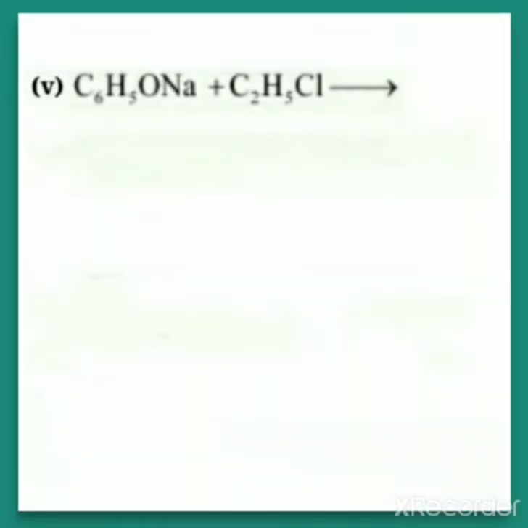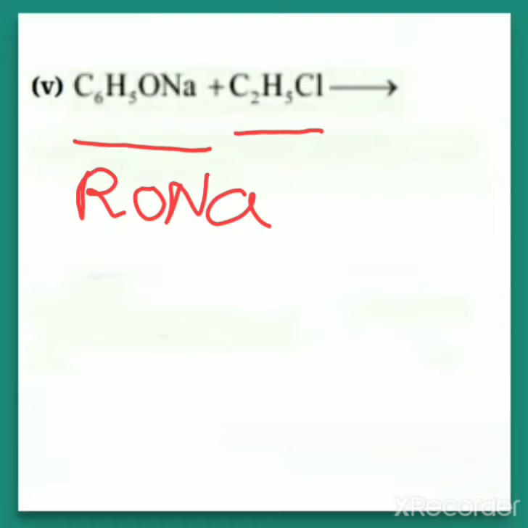The next is C6H5ONa plus C2H5Cl. First of all, identify the reactant. This one is a haloalkane, and this one is like the general equation we have learnt, RONa. It is just like RONa, but here R, instead of an alkyl group, is C6H5. So the reaction will be the same as in the general equation, that is RONa plus RX. Our RX is this one, and this one is our RONa.